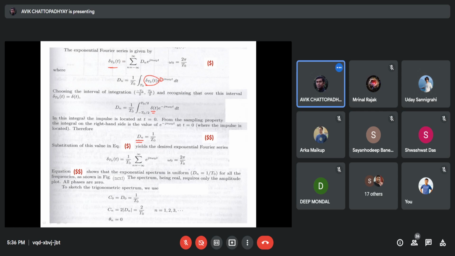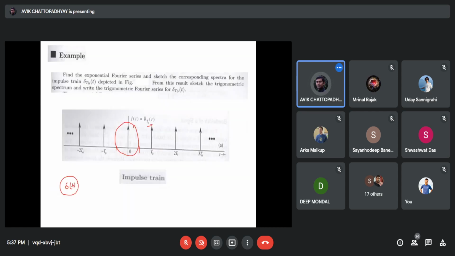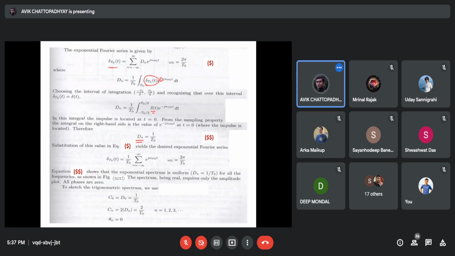Okay, so ultimately what happened: dn reduced to 1 by t naught. See, this is a very important point. dn's are the Fourier coefficients. Now here, all the Fourier coefficients, look at this, this is a very important thing, all the Fourier coefficients have the same value 1 by t naught, because t naught is the fundamental period for this signal, which is constant, and 1 by t naught is also constant. So irrespective of the values of n, all the dn's have the same value, which is constant, that is 1 by t naught.